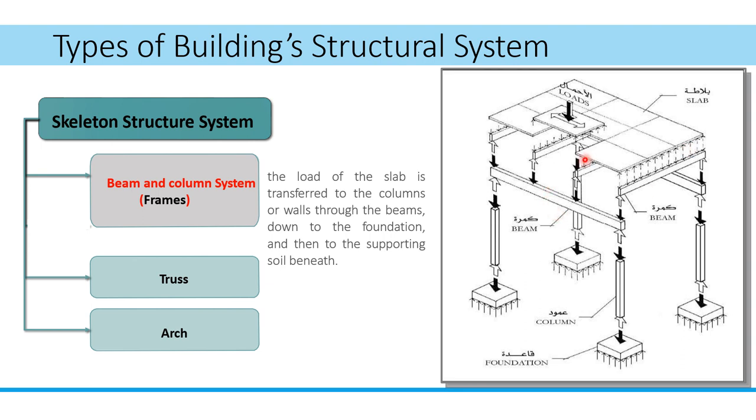Now all the beams are resting on the edge beams, and after the load goes from the beams to the edge beams, the load is transferred to the columns, and from the column to the footing, and ultimately to the foundation. In the beam column system or the frame system, the load of the slab is transferred to the columns or the walls through the beam. The load from the slab to the column passes through the beam, then down to the foundation, and then to the supporting soil beneath. Ultimately, the load will go to the foundation.